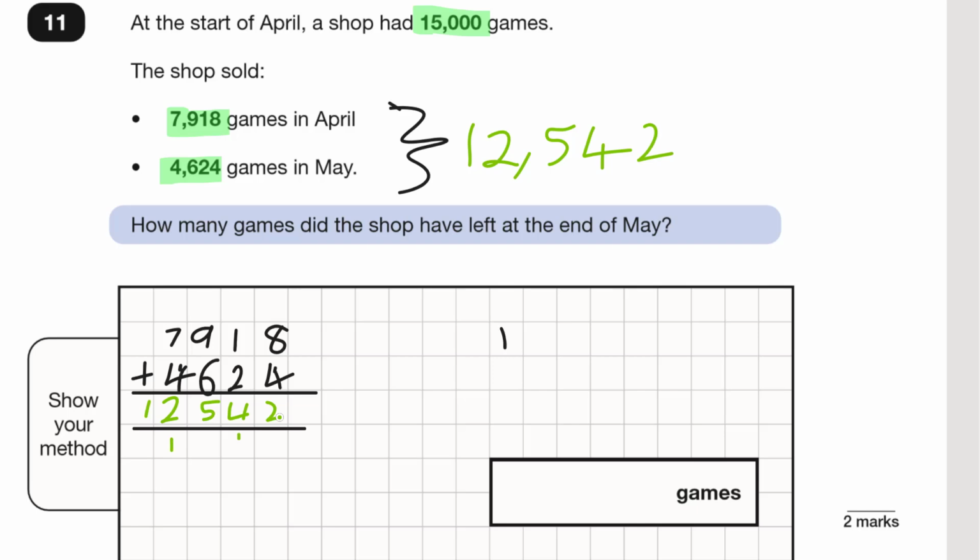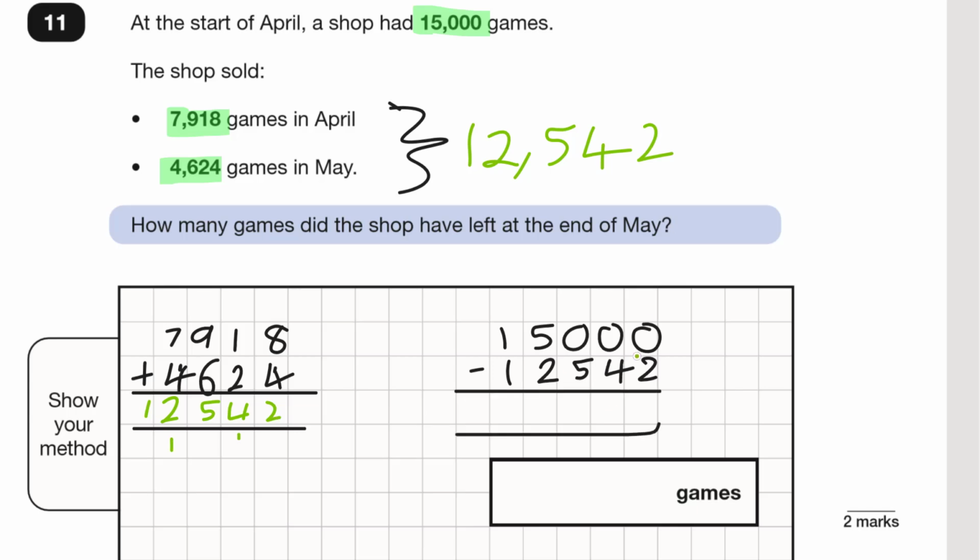So if I do 15,000, make sure you use your squares. You put a digit in each square. It helps you to line everything up. So when we do this subtraction here, we're going to have to do a bit of exchanging. So I've got to come all the way over here.